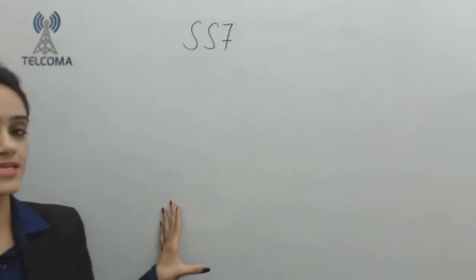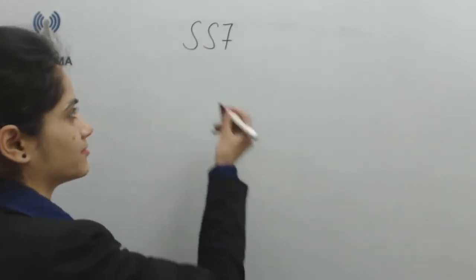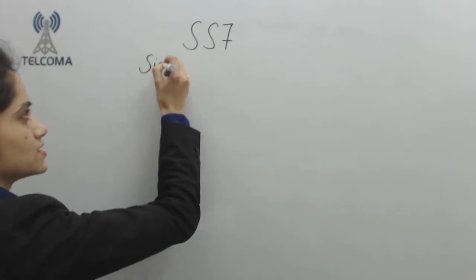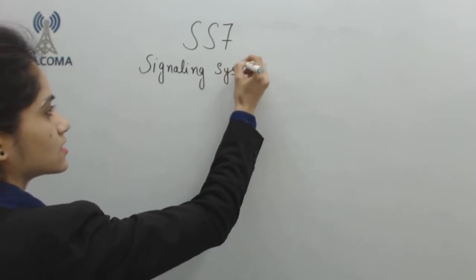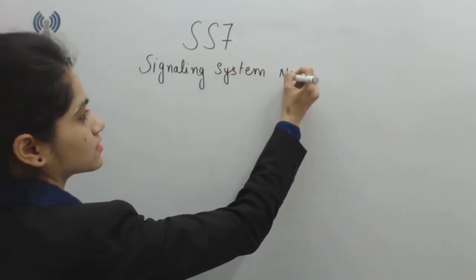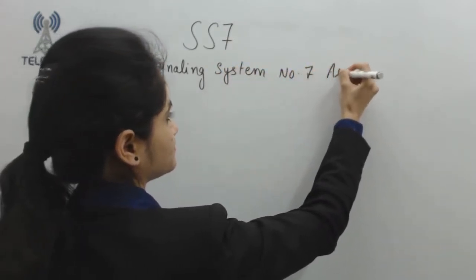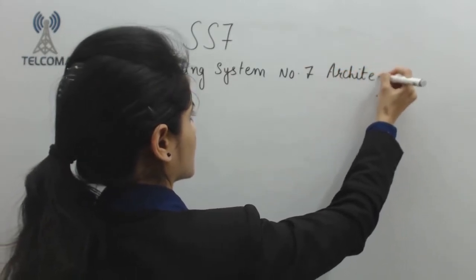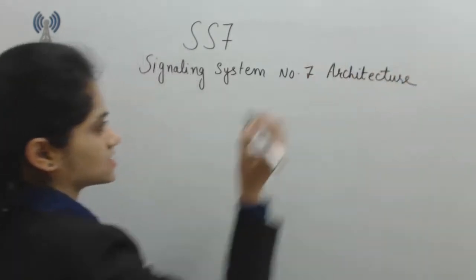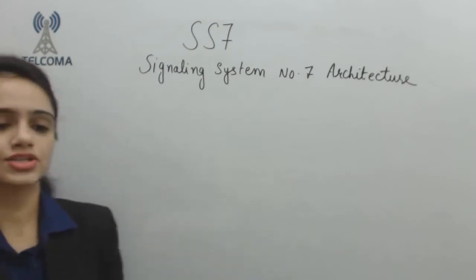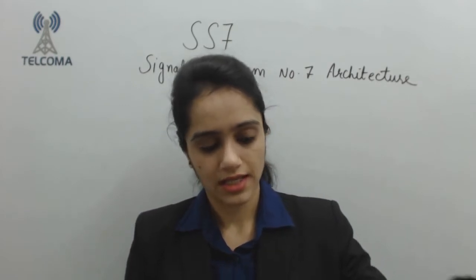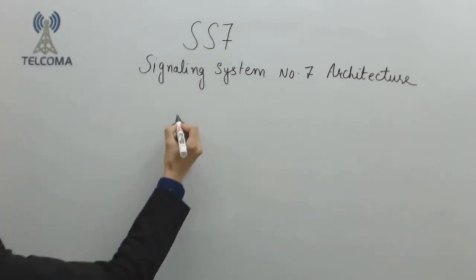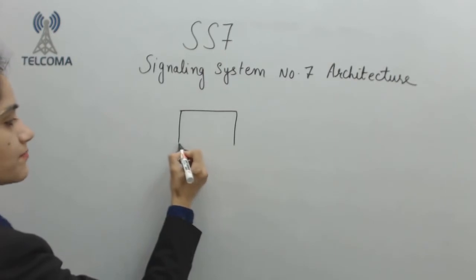Hello, in this class of GSM, we will study about SS7, which is Signaling System Number 7 Architecture. So, in this class, we will be studying the architecture of this system. Now, the architecture has various units in it.